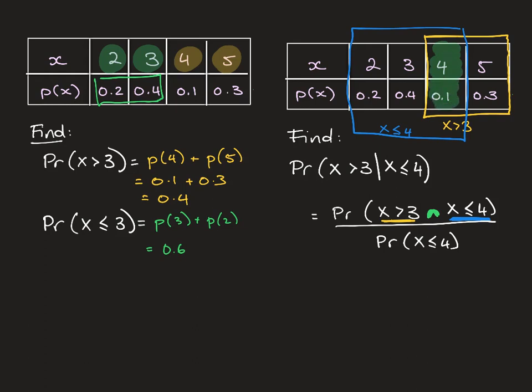So our top line for our conditional probability is in fact just 0.1, and our bottom line is what was contained in the x less than or equal to 4, which is all of these probabilities in this blue rectangle. So 0.2 plus 0.4 plus 0.1, which is 0.7.